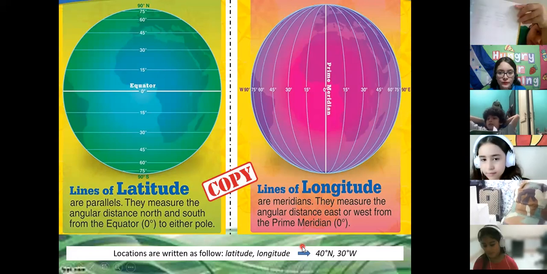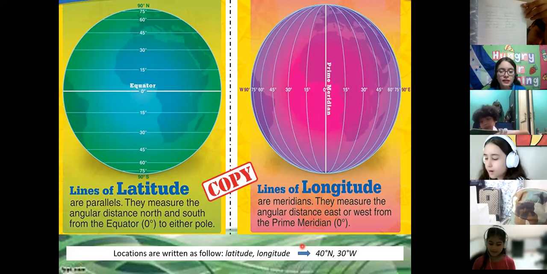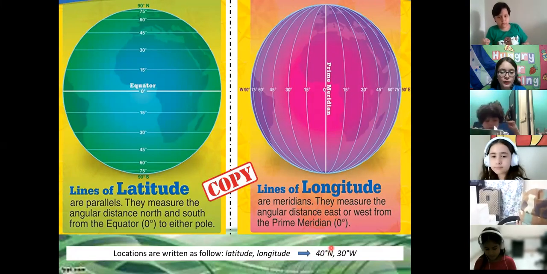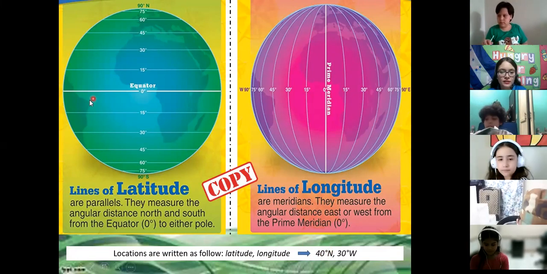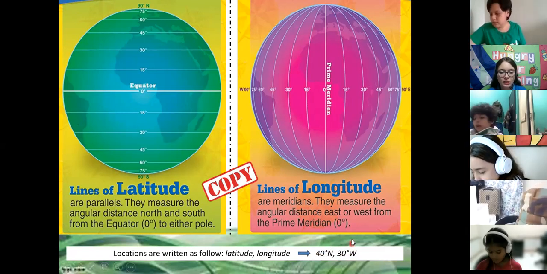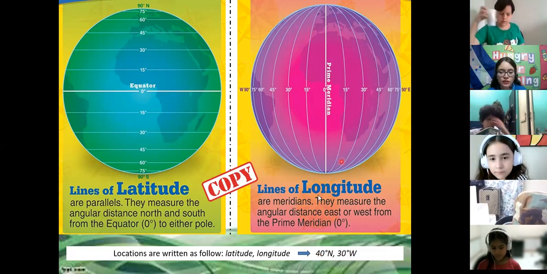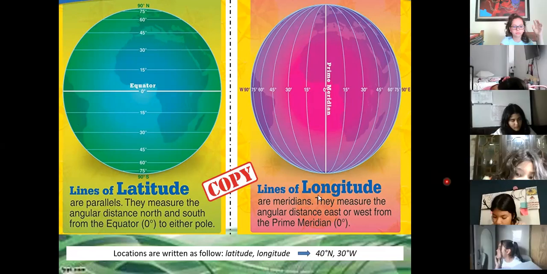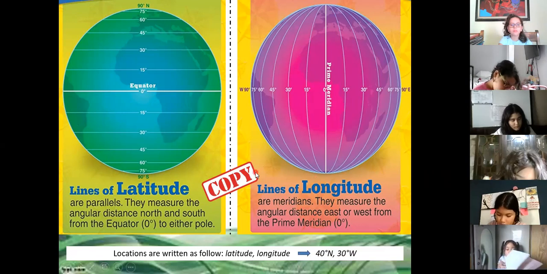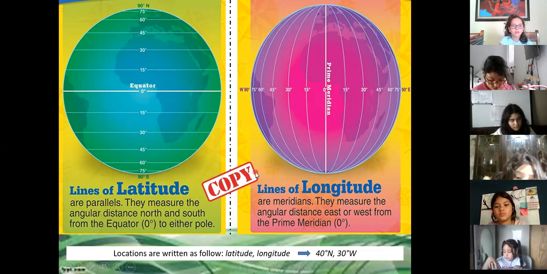For example, Joshua, excellent. We have 40 north, 40 because we start with the latitude, and 30 west of the longitude. So that's the way that we write the locations. Okay, let's go to the next slide.